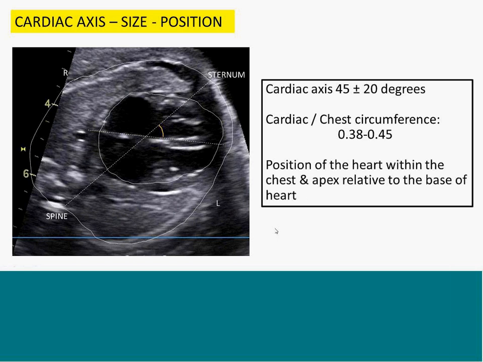The position of the heart within the chest is important. Something else is also important, which is the base-apex axis. If the apex axis is towards the left side, it means it's levocardia. Otherwise, it means it's mesocardia or dextrocardia. So you need to make sure that it's levo positioned. It's levocardia. The axis of the heart is around 45 degrees, and the ratio is between 0.35 to 0.45.